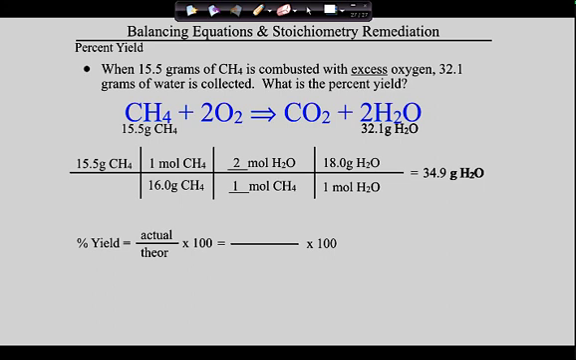How much water did we actually make? And you'll notice that this number is actually given to us in the question. It is 32.1 grams. Then we need to know how much water we theoretically could have made, and that number comes as the result of the mass-mass problem. And then we do the math and we find out that this is 92%. So now we've understood how to do mass-mass problems, and more specifically how to do percent yield problems.